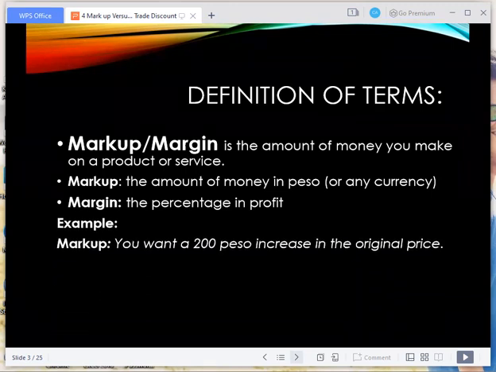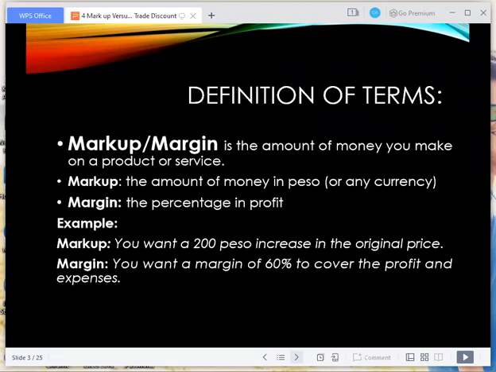So here is an example. Markup, you want a 200 peso increase in the original price. That's markup. So for example, the original cost of the certain product is 100 pesos. We will mark up 200 pesos and we will now sell that product for 300 pesos. So 100 plus 200 gives you 300 pesos and that would be your selling price. 200 there is your markup, 200 pesos.